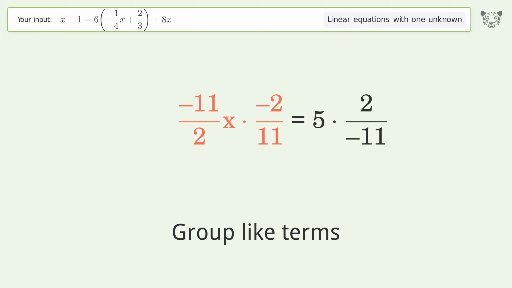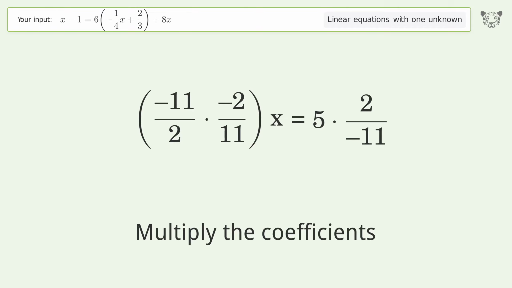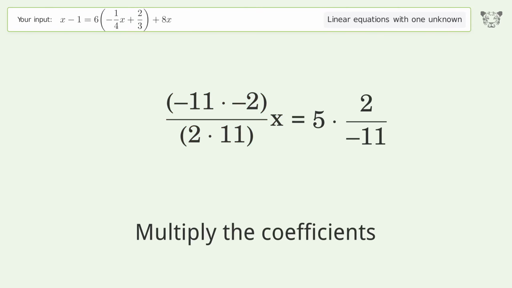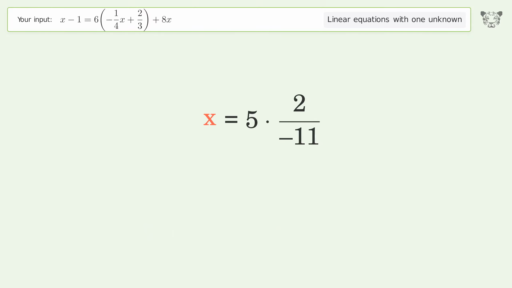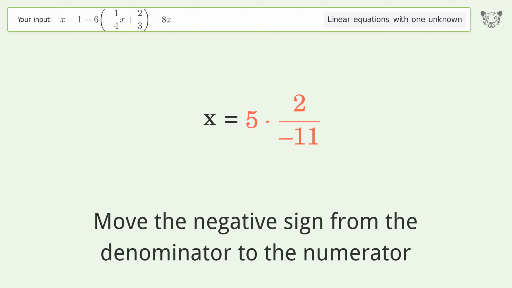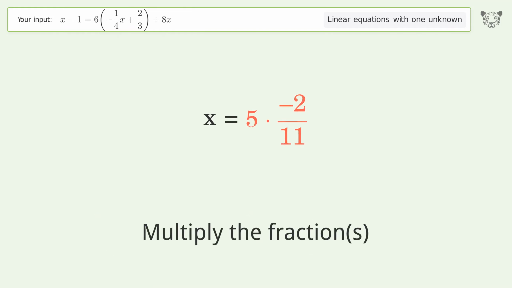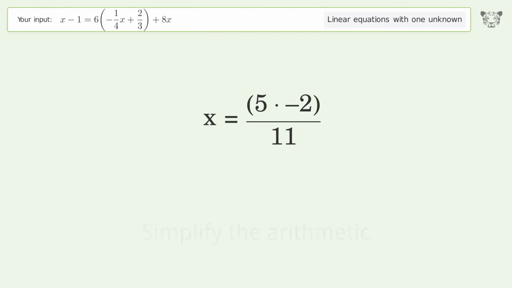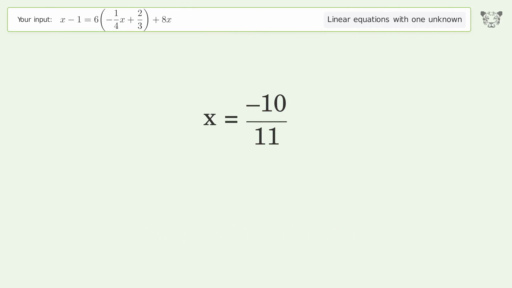Group like terms. Multiply the coefficients. Simplify the arithmetic. Move the negative sign from the denominator to the numerator. Multiply the fractions. Simplify the arithmetic. And so the final result is x equals -10/11.